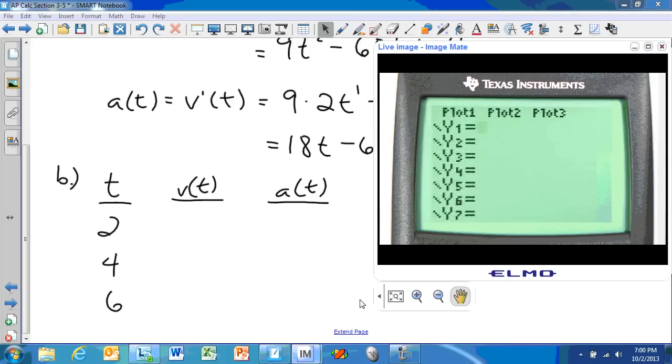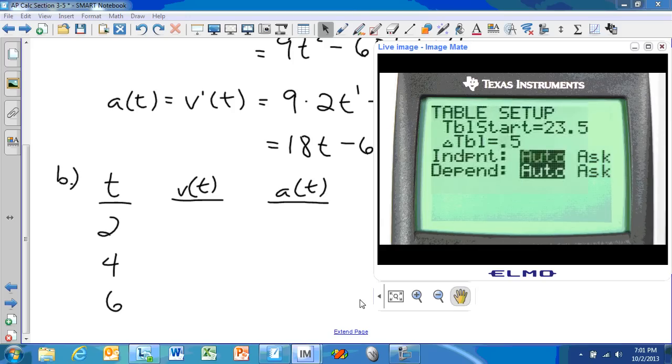But I'm going to just put in my velocity and acceleration for the time being, because that's all I really need right now. So take your velocity function, which we found out was equal to 9t squared, or it's going to be 9x squared, obviously, as we type this in, minus 60t, or minus 60x for us, and then plus 64. And for y2, let's go ahead and punch in 18t minus 60, 18x minus 60. And I'm going to go to my table.